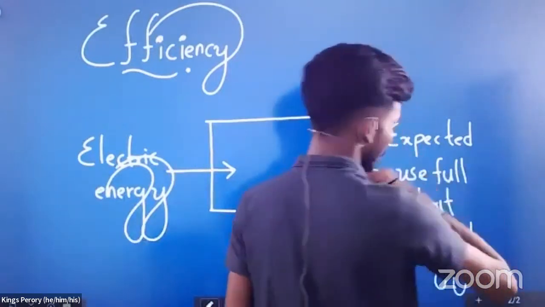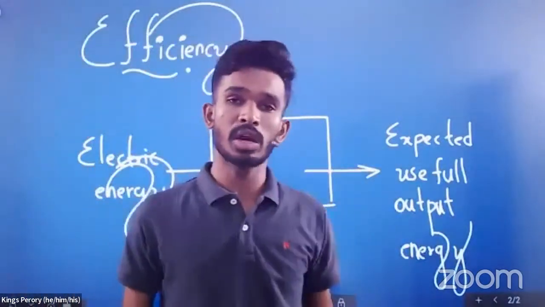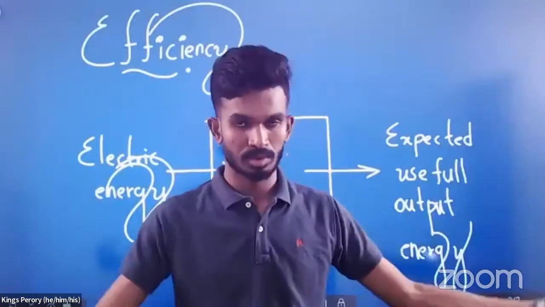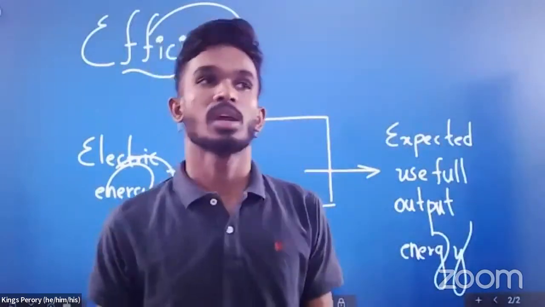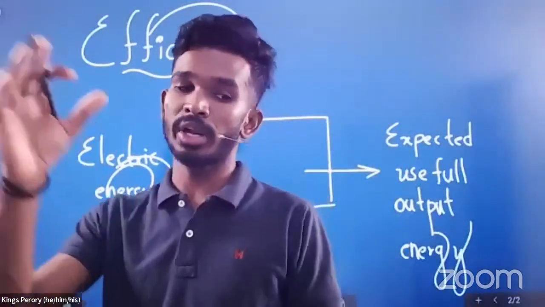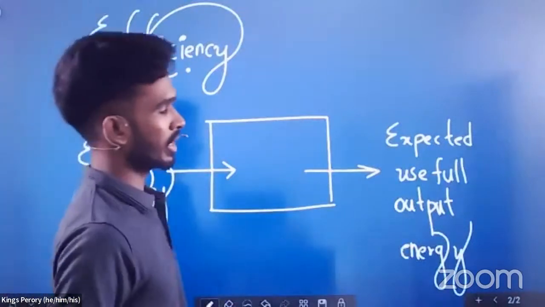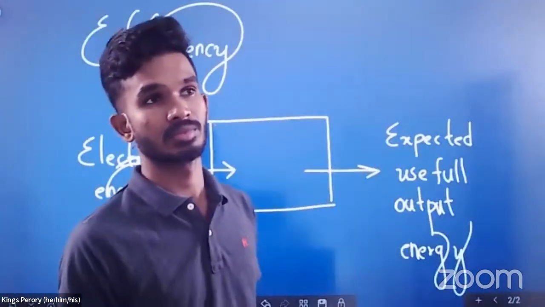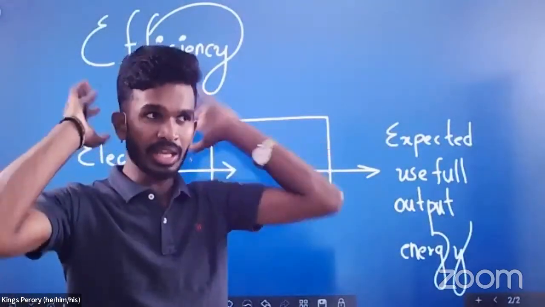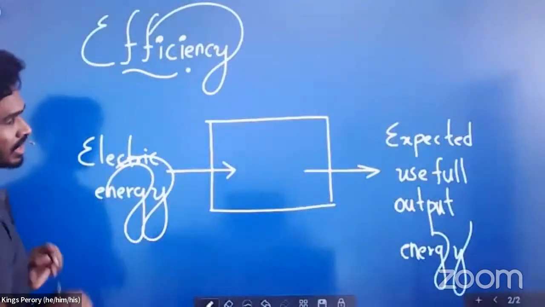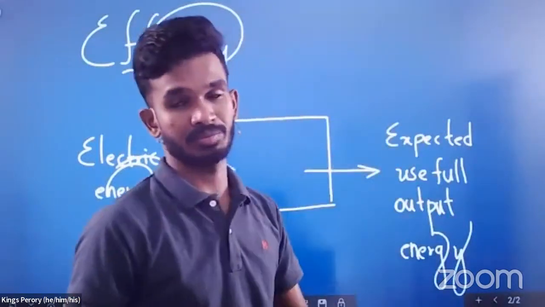You all tell me, from a fan, what is the expected useful output energy? Wind energy, kinetic energy. From a radio, what is the expected energy? Sound energy. From a bulb, light energy. So for any electric device, our input is electric energy and we have an expected useful output energy.